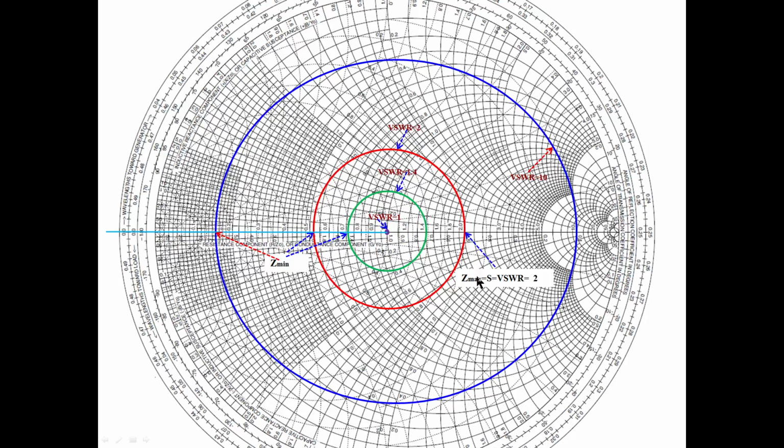This VSWR is unique for a given load and characteristic impedance, which is unique for another transmission line. So this is a VSWR circle for some load. This is a VSWR circle for some other load. This is for some other load. But the maxima is always here, here and here for that particular load. And the minimas are always here, here and here. The minima positions are fixed positions.